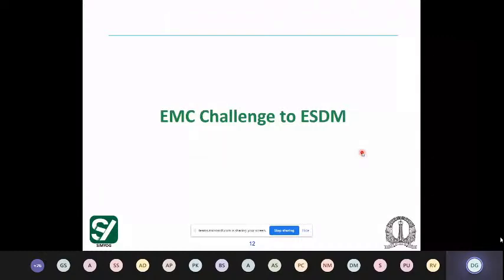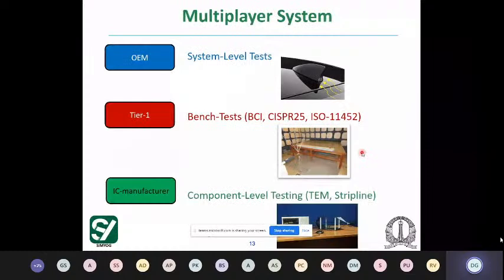So what are the challenges that ESDM faces from EMC? I'll show you one of them. I'll identify two major problems, and the last one I'll identify as my last slide, so it's towards future work. The way this is solved today, right?